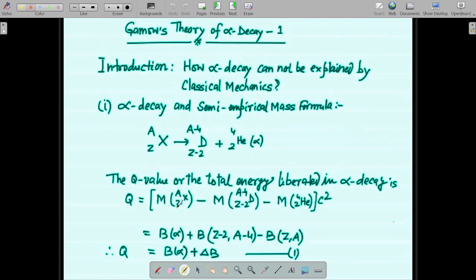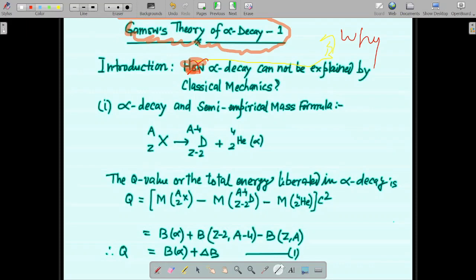So we will start the discussion today, and this discussion will go on up to the next class. Gamow's theory of alpha decay, that's what we are going to learn today. Now, introduction: why alpha decay cannot be explained by classical mechanics? We are going to learn why, not how. It should be why instead of how. So we will discuss why alpha decay cannot be explained by classical mechanics.